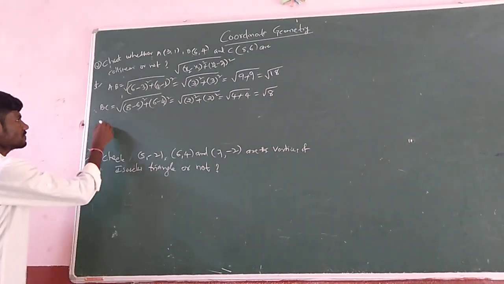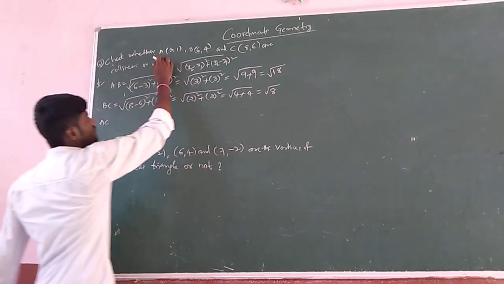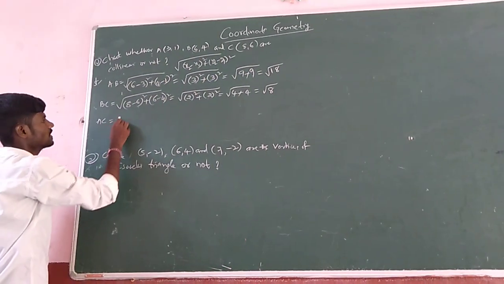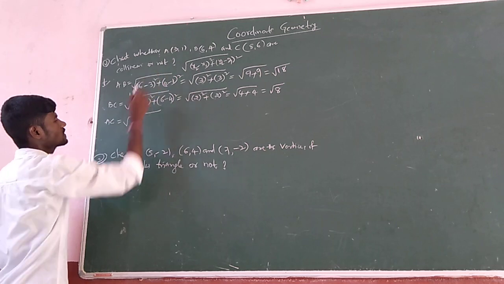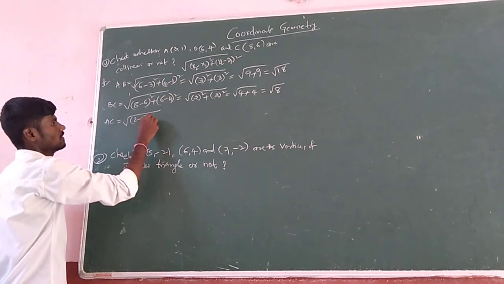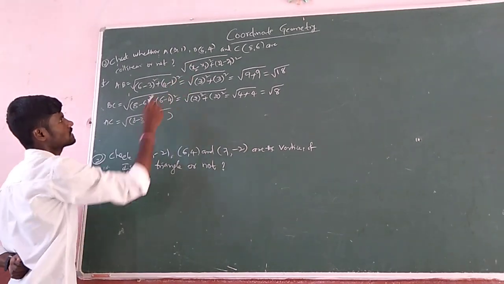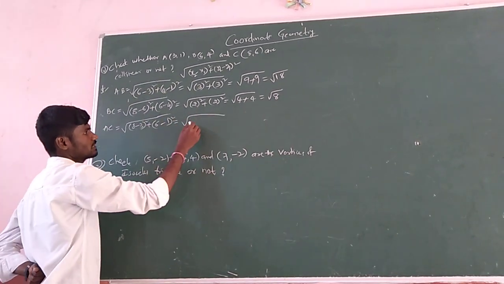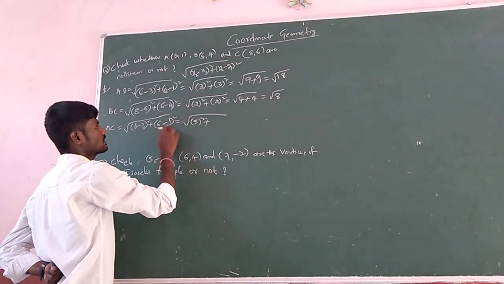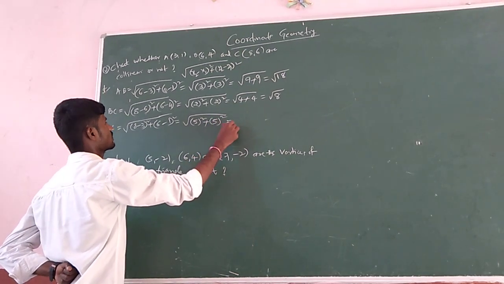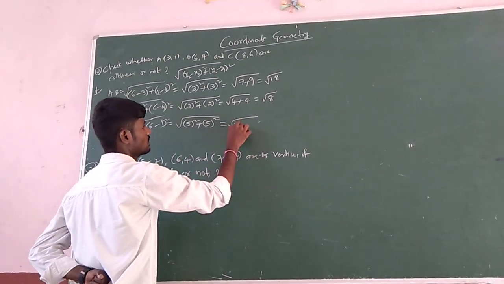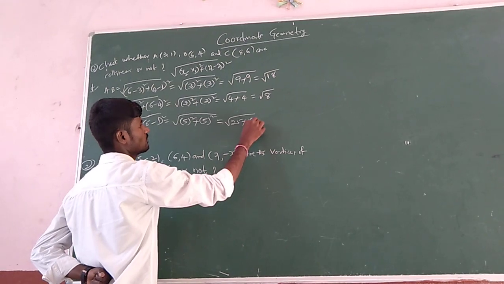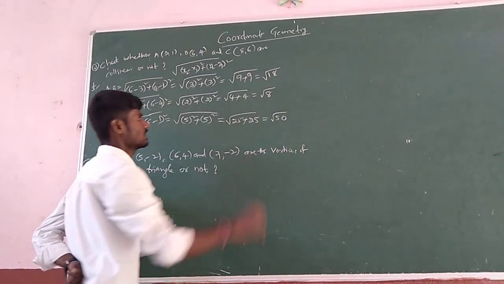Next one, AC, means the first and last point. Difference between x coordinates: 8 minus 3 whole square. Next, y coordinates: 6 minus 1 whole square. So 5 square plus 5 square, 25 plus 25. What will we get? Root 50.